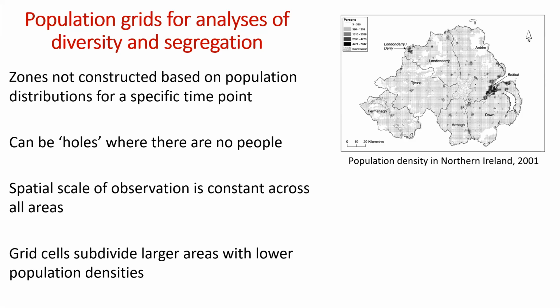So an example. I have included a little bit on Northern Ireland here, and this is a map of Northern Ireland. That very dark area that you can see to the east is Belfast. So that's a much more densely populated area than the rest of Northern Ireland, as you can see. But these are actually grid cells, and grids are a kind of standard census output in Northern Ireland, but not for the rest of the UK.